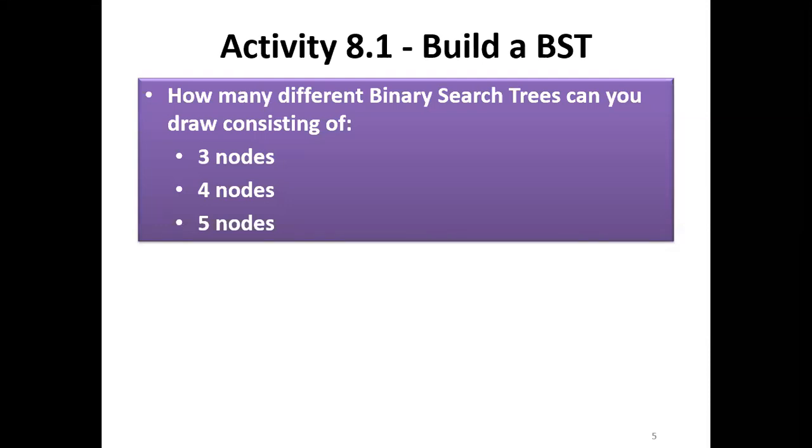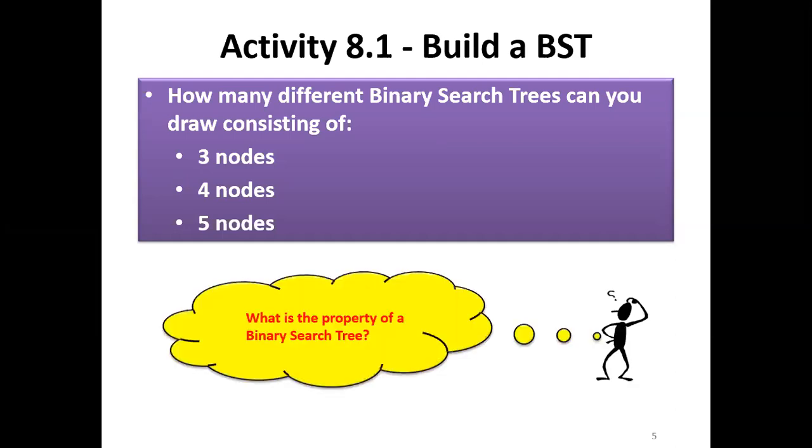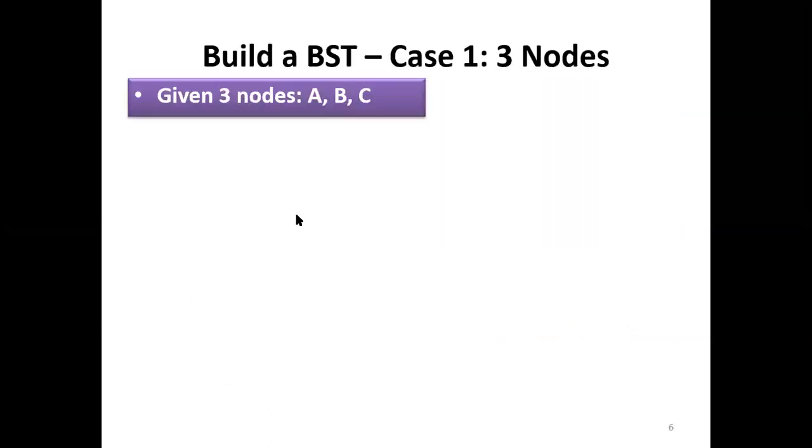So now let's see how we can build a binary search tree. Considering the rules for building a binary search tree, we can generate different structures if we are given a binary search tree that has 3 nodes. Similarly, you can also generate different structures for a tree with 4 nodes, and also for a tree with 5 nodes. So let's have a look at this.